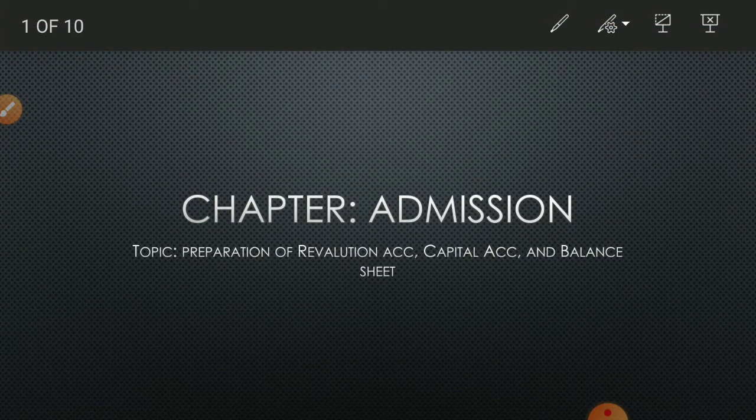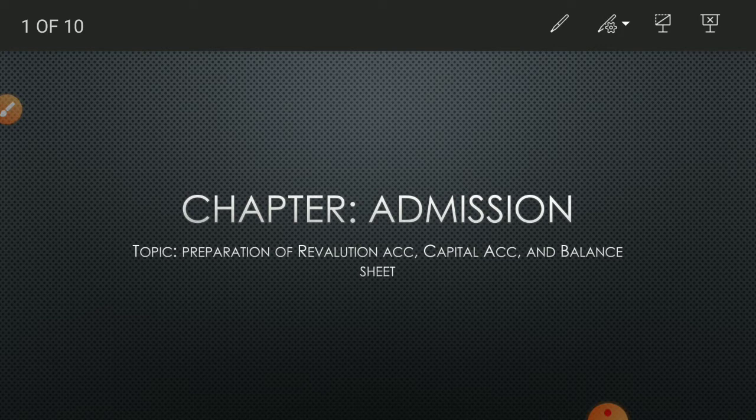Usually in the CBSE exam till last year they asked one 8-mark question from this chapter. Either a journal entry they ask for 8 marks, or revaluation account and capital account they may ask, or these three: revaluation, capital account, and balance sheet. So this was the system till last year. I don't know whether any changes will come in the coming year or not. Anyway, till today no changes are there. The syllabus is everything as it is like last year, so we will study the same thing.